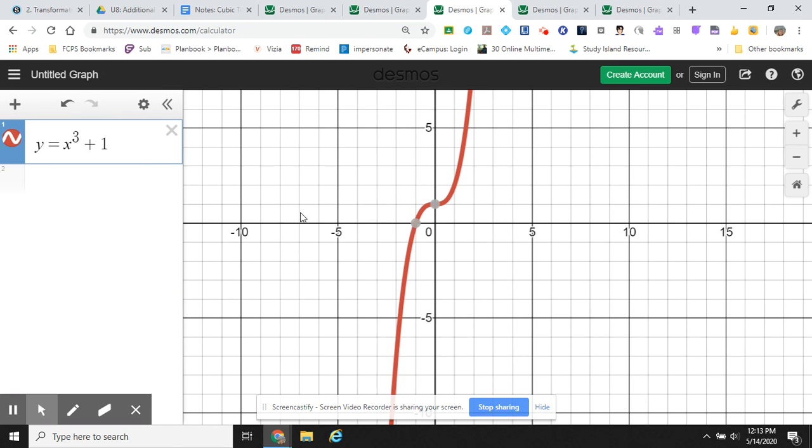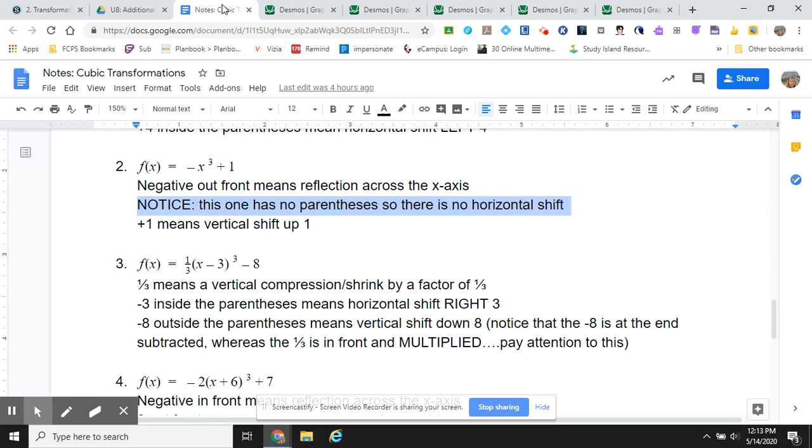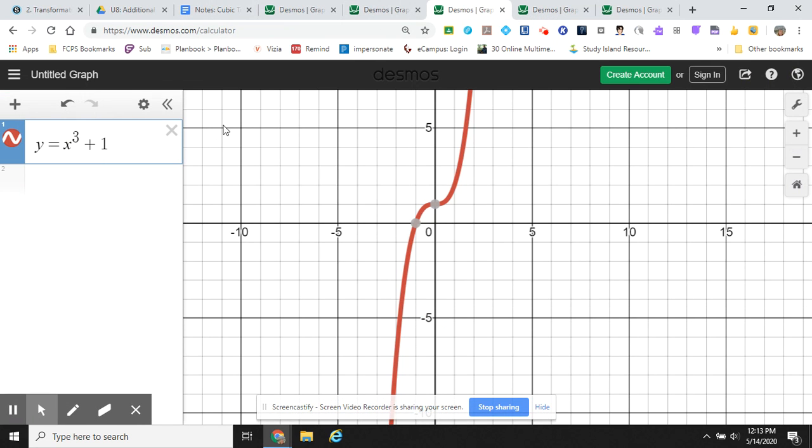And then oh, that was supposed to be negative, wasn't it? Oh, I forgot the negative. Let me put the negative in there. All right, so if I put a negative in front, look at what it did. It flipped it. So there's without negative, there's with the negative. It flipped it upside down.